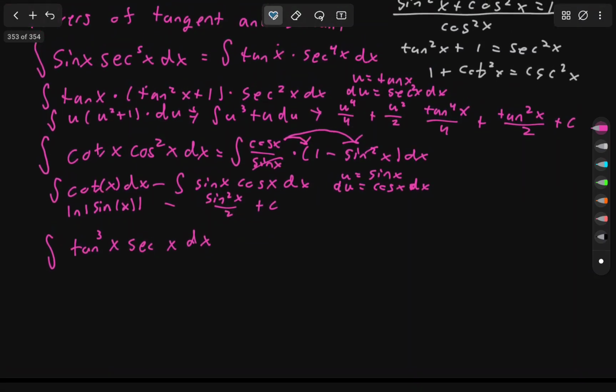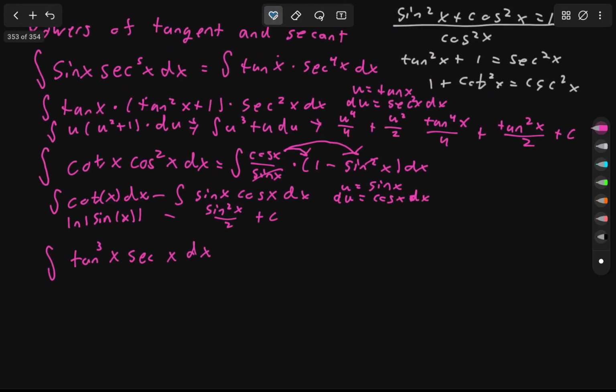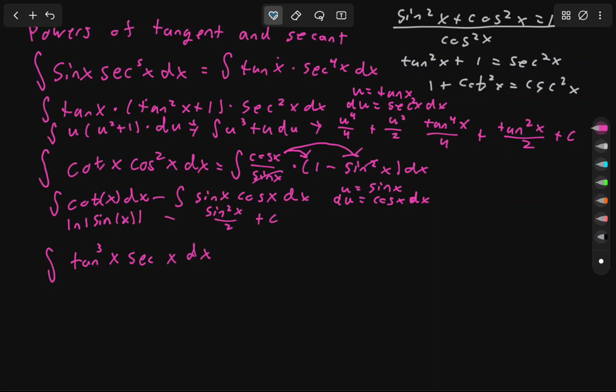All right, now we have the integral of tangent cubed times secant of x. The main issue with this expression here is that whenever we take the derivative of tangent, there is not a secant; it's secant squared. But do you know what we do have? If we take the derivative of secant, we have a secant and a tangent. But I think we want more secants here. So that's what we're going to try.